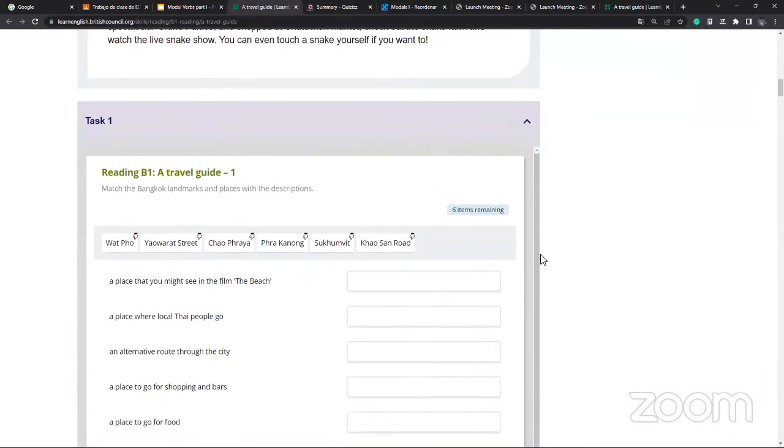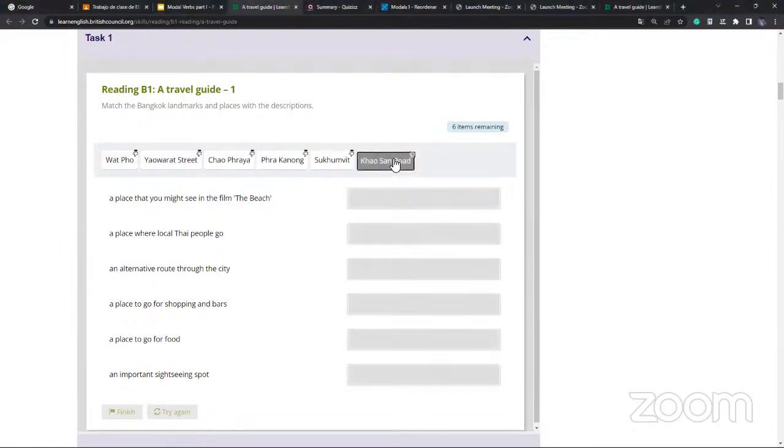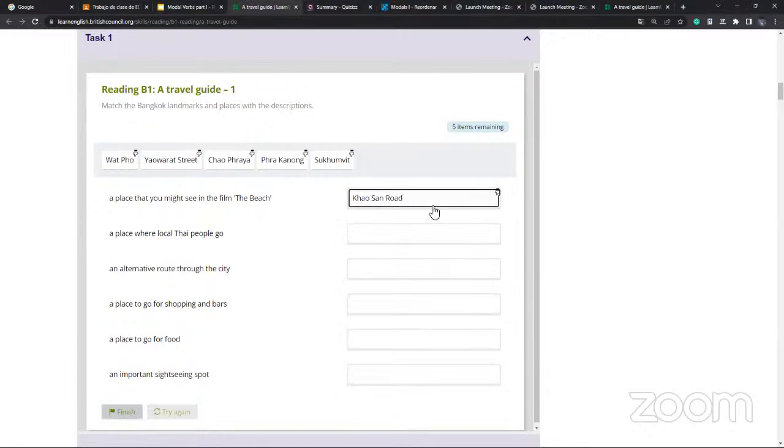Okay, maybe we can do this activity. We have to build the place with the information we have here. Okay, let's try. Santiago, can you tell me what is a place that you might see in the film The Beach? I believe it's Khao San Road. Khao San Road. Yes, okay. I read this part. I hope I'm good. Yeah, maybe we have to take a look.